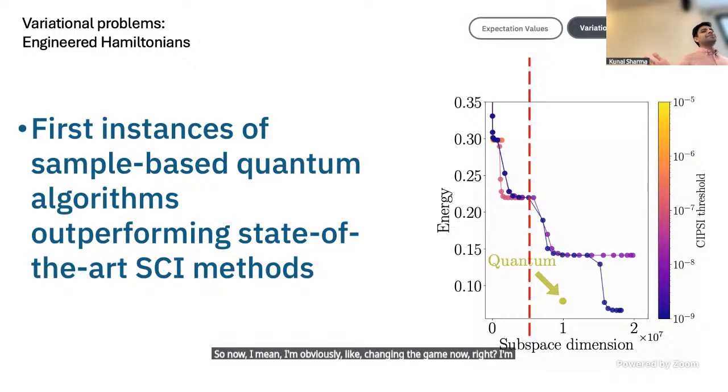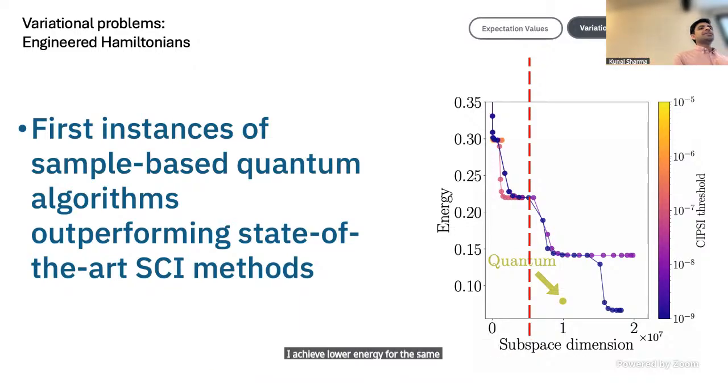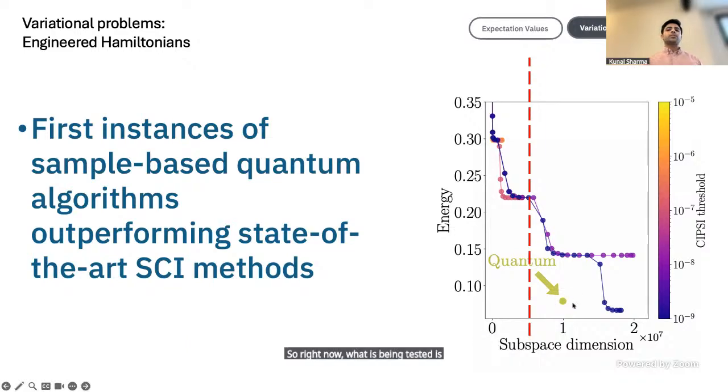So now I'm obviously changing the game, right? I'm describing advantage by saying I achieve lower energy for the same subspace dimension. We did not push the quantum approach further for now. We are testing that. What is really happening here is that those classical methods, when I increase the subspace dimension, end up producing lower energy than the quantum approach. So right now, what is being tested is pushing for larger subspace dimension for the quantum approach as well. But at least this is giving the first signature of advantage when I'm just setting a fixed subspace dimension and asking for lower energy.